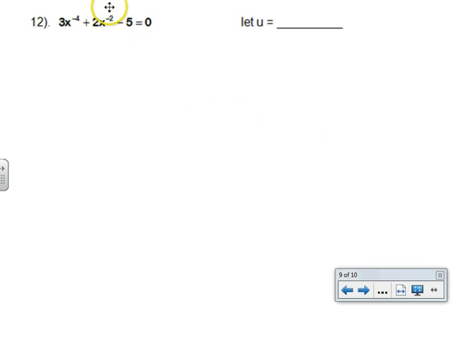Again, I know it's really difficult to figure out what U is supposed to be. Look at the middle term. The middle term is x to the negative 2. He is going to be the U. If I were to square that, I would get x to the negative 4, and that's what I see here in my first term. So that's 3U squared plus 2U minus 5.